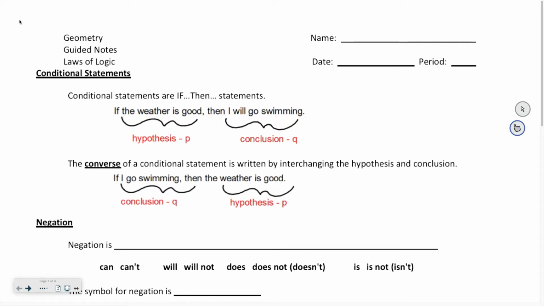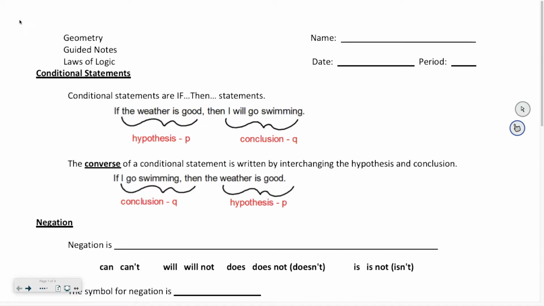So if the weather is good, then I will go swimming. Your if-then statement is going to have two parts. It's going to have a hypothesis and it's going to have a conclusion. Where have you heard the word hypothesis before? Science. The scientist comes up with a hypothesis, right? An educated guess. So if the weather is good, then I will go swimming. I have no idea why they chose the letters P and Q, but for hypothesis, we're going to use P. For conclusion, we're going to use Q, okay?